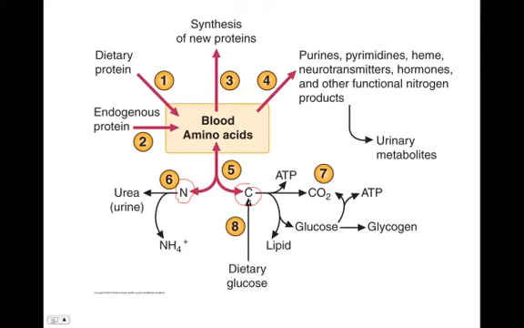The carbon backbone can be used for several processes. It can be used to synthesize glucose, in the case of gluconeogenic amino acids. The glucose can then be used to support blood glucose in the fasted state, or can be incorporated into glycogen. Or in the case of ketogenic amino acids, the carbon skeleton is used to synthesize fatty acids.